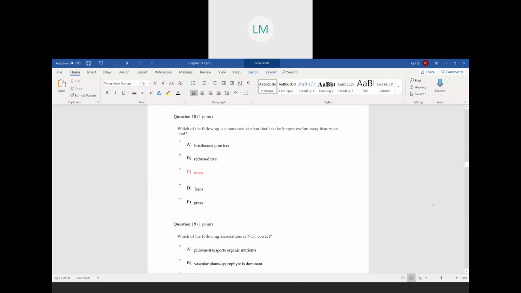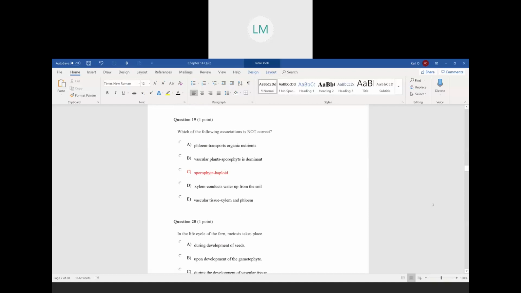Question 18, which of the following is a non-vascular plant that has the longest evolutionary history on land? So here we're just picking the most primitive plant. We talked about our bryophytes, our seedless vascular plants, then our gymnosperms and angiosperms. A is a pine tree, so that's a gymnosperm, much later in our evolutionary tree. Our redwood tree, our ferns, our grasses, those are all going to be later in evolution, but mosses are our bryophytes. That's the first plant group we talked about with plant evolution, so those are going to be the ones with the longest evolutionary history.